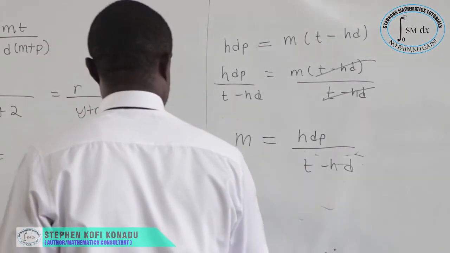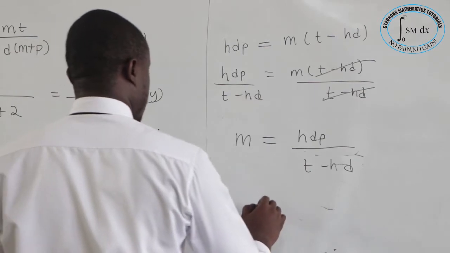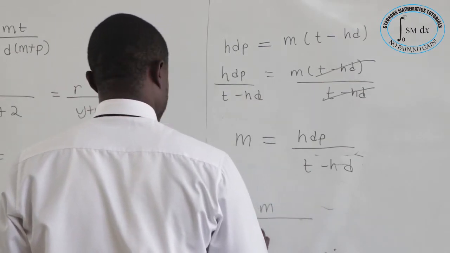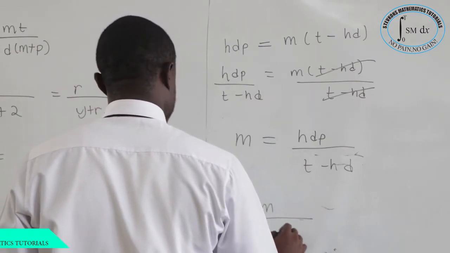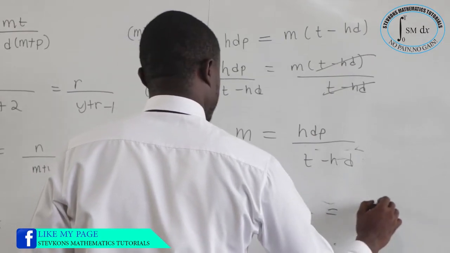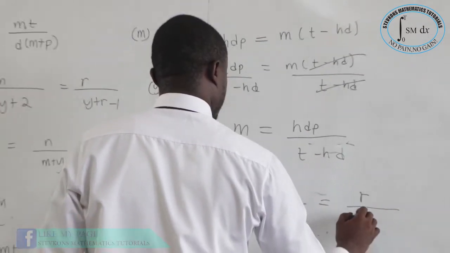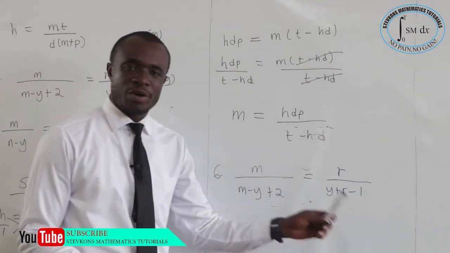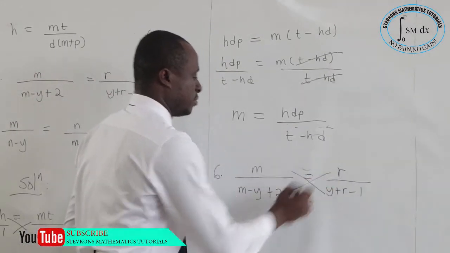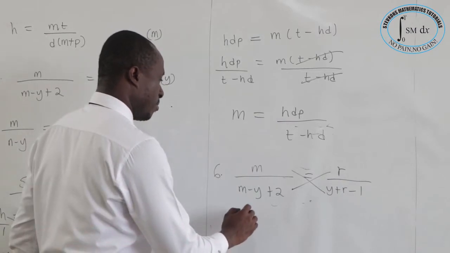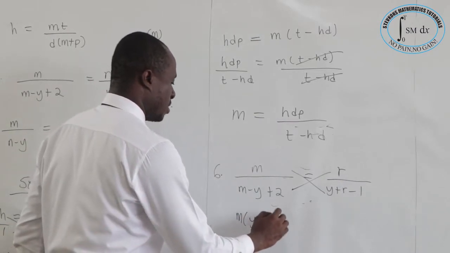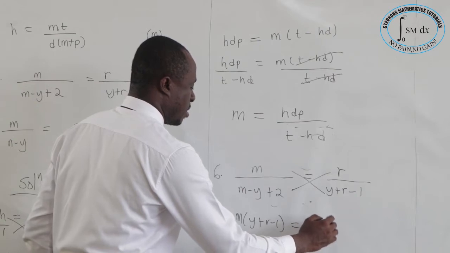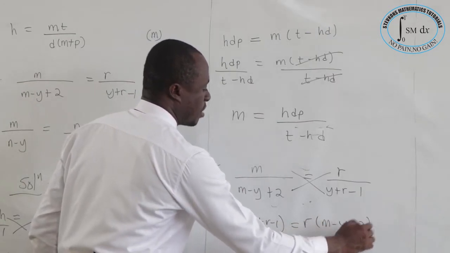Now we have question number 6. In question number 6, we have m over m minus y plus 2 equal to r over y plus r minus 1. From here, what do we do? We cross multiply. So you have m(y plus r minus 1) equal to r(m minus y plus 2).